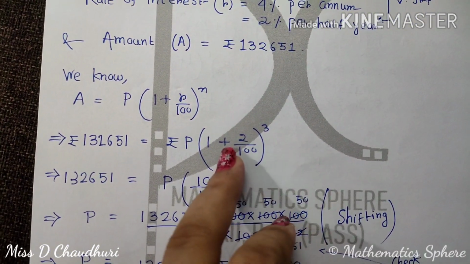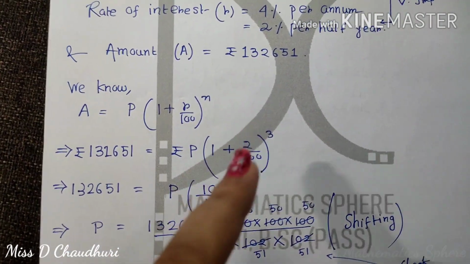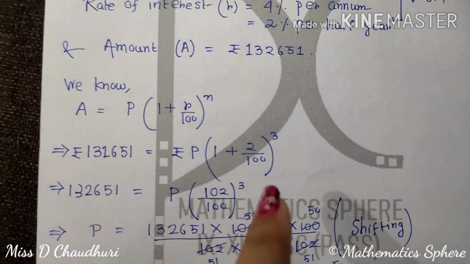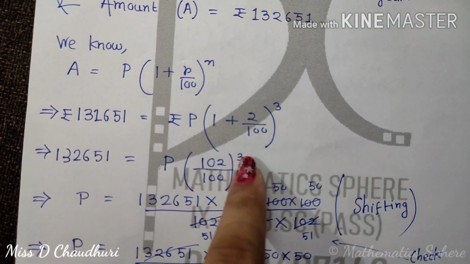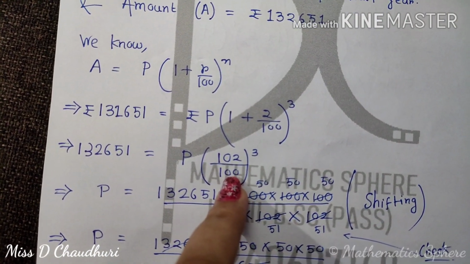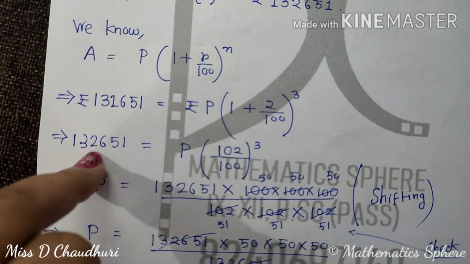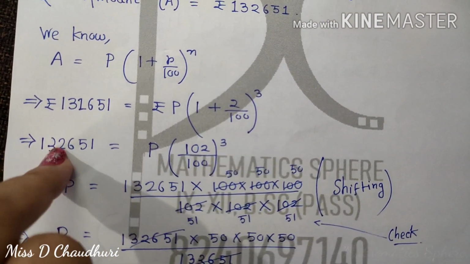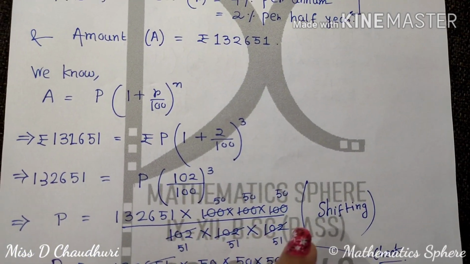First we will solve this one and shift it to that side for getting the value of P. For all the sums where the principal is asked, you will be doing it like this only. So this gives you (100 plus 2) by 100, that is 102 by 100, whole to the power 3. Now how will it be shifted? Here the 100s are in the denominator, so they will be multiplied, and the 102s will come in the denominator. So I am reversing and writing that P equals 132651, this is not going to leave its place, into 100 into 100 into 100 divided by 51 into 51 into 51 (102 cancelled to 51).